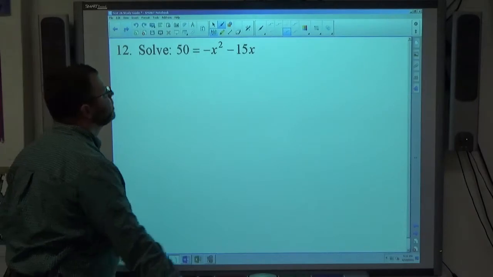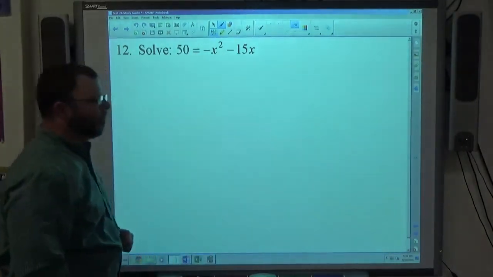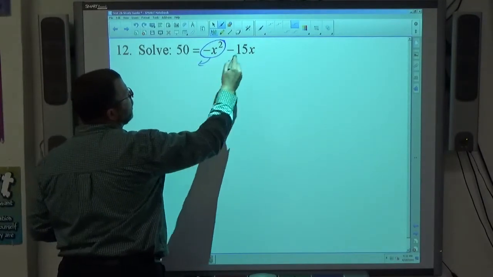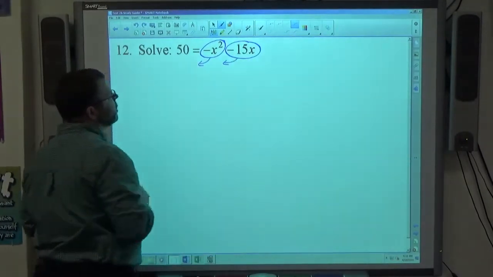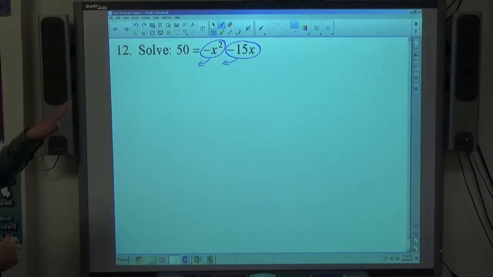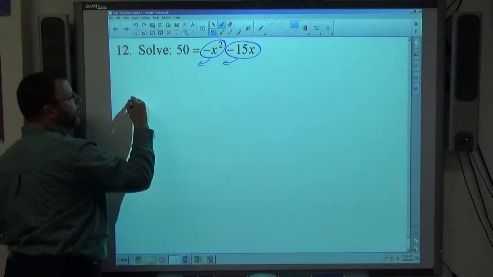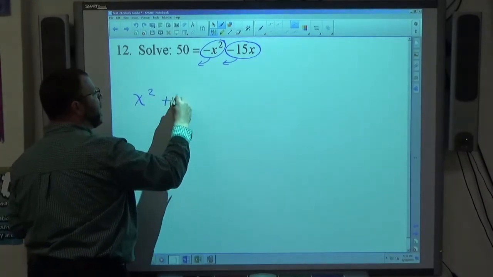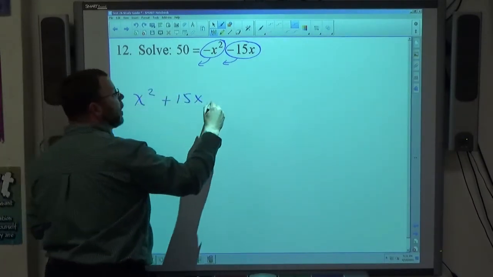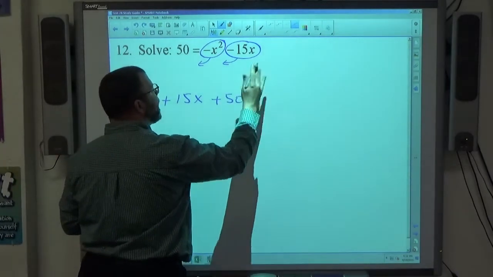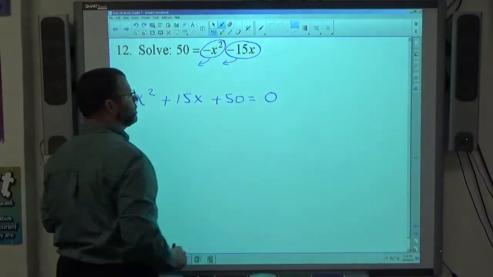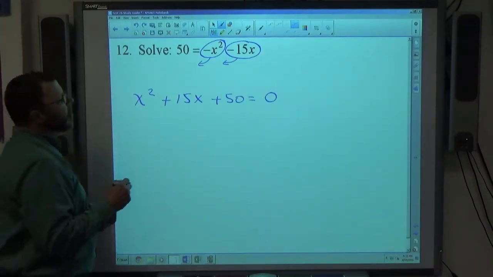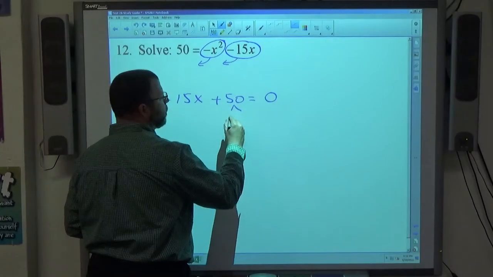Number 12. We have a quadratic equation. We want x squared positive. Right now x squared is negative, so I'm going to move everything that isn't 0 over to the right. So x squared stays, I'll move it to the right, and it's going to become positive. 15x is moving left, becomes positive. 50 is already on the left, so it stays positive. And now everything's off the right, so it equals 0. So that's priority 1, get the quadratic expression equal to 0.